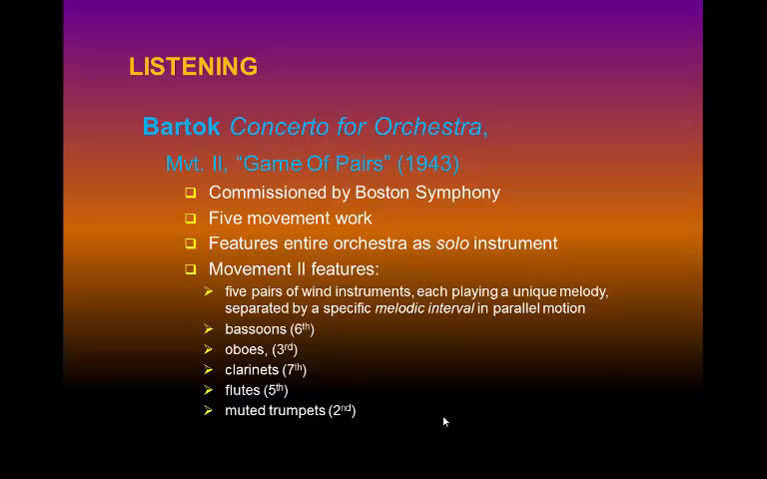In this movement, Bartok features 5 pairs of wind instruments, each playing its own unique melody. What is unusual is that each pair is separated by a different melodic interval, but playing parallel. This is sort of like the organum discussed in the Middle Ages. After a brief introduction played by a snare drum with the snares turned off, we hear 2 bassoons, then 2 oboes, 2 clarinets, 2 flutes, and lastly 2 muted trumpets.